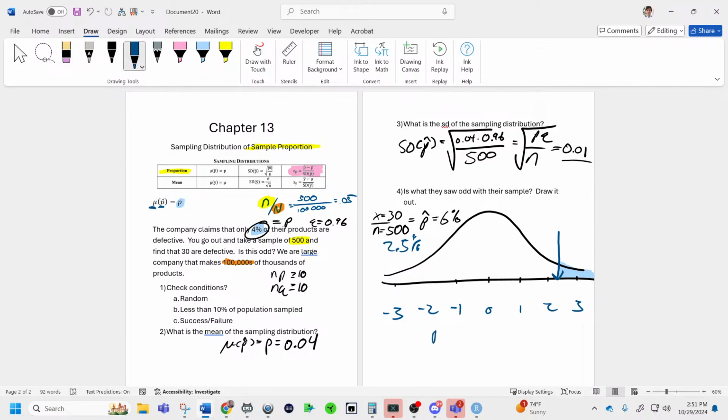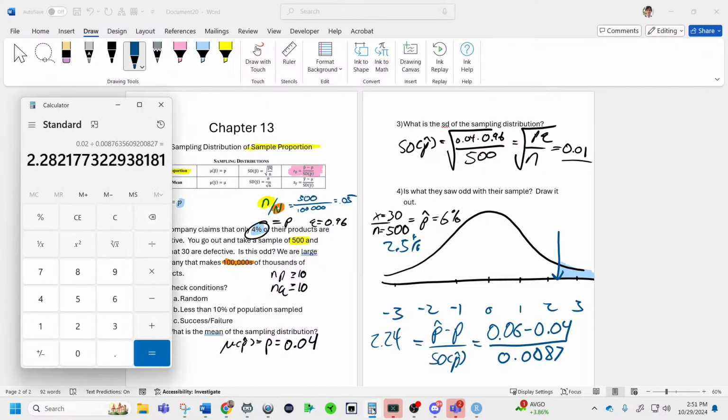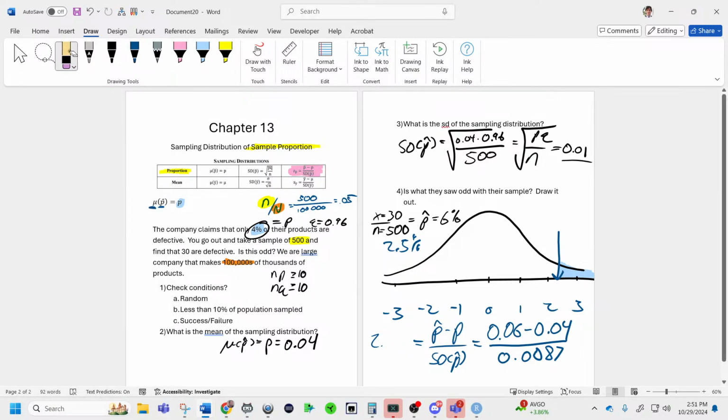It would be p hat minus p over the standard deviation of p hat, which is equal to what we saw in the sample minus the truth over 0.0087, and that is equal to 2.24 or something like that. Does that make sense? So that's if you carry all the decimals, 2.28. If you carry all the decimals, you get this right here, which is going to have less than 2.5, so this would be less than 2.5%. It's going to be like 2% or 1.8% or something. We don't use the applets on the test, so we wouldn't ask you to get exact numbers.